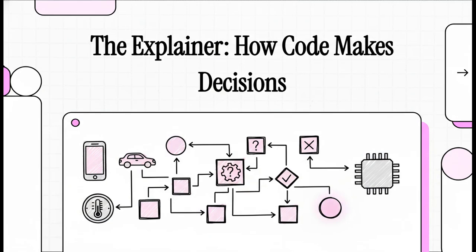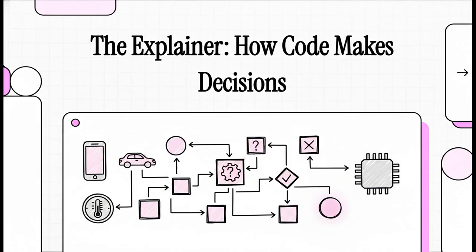Welcome to the Explainer. You ever stop and wonder what's actually going on inside your phone, or your smart thermostat, or even your car? It really all comes down to one simple thing: making decisions. So today, we're going to pull back the curtain and see exactly how code thinks.